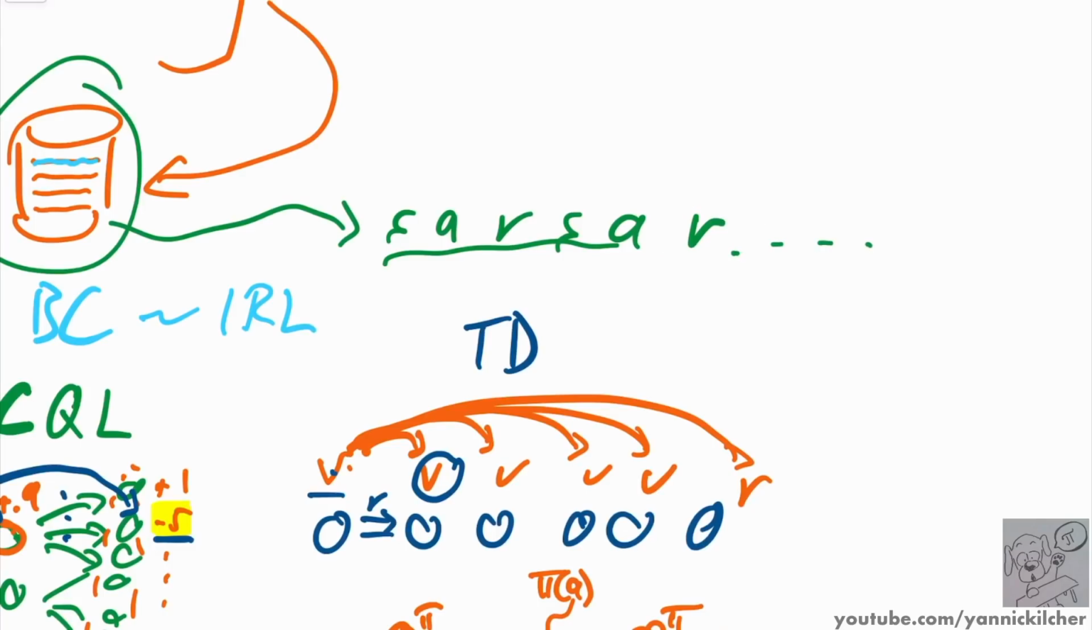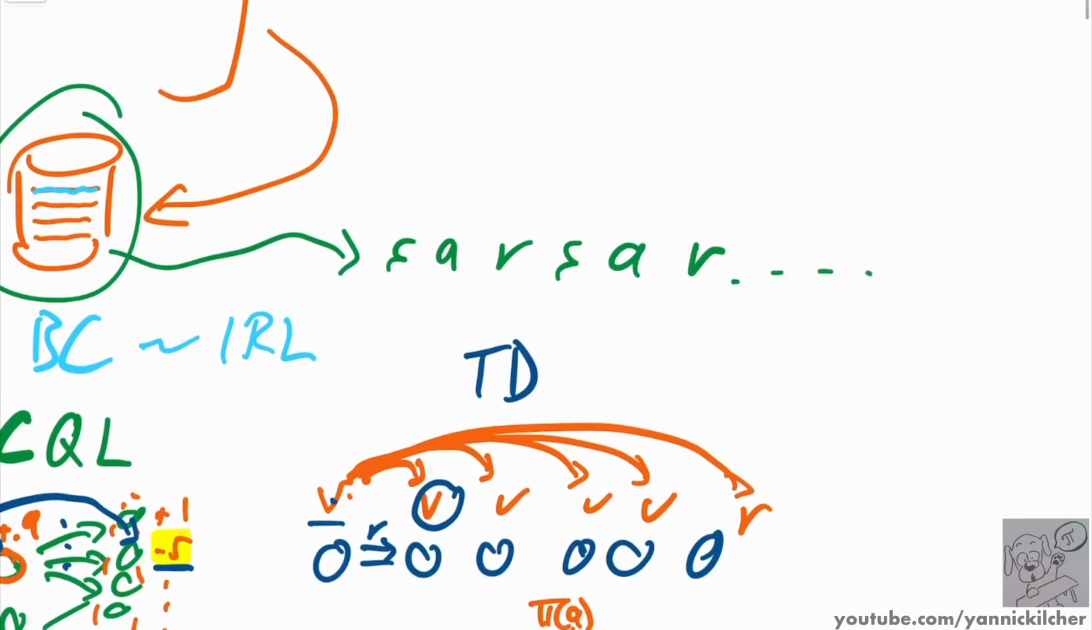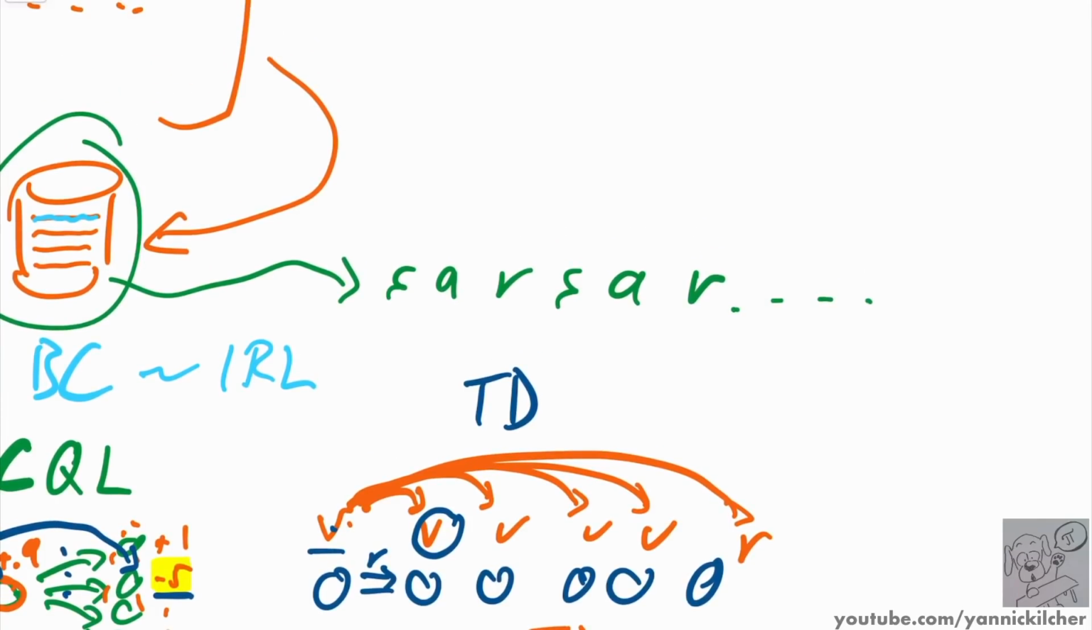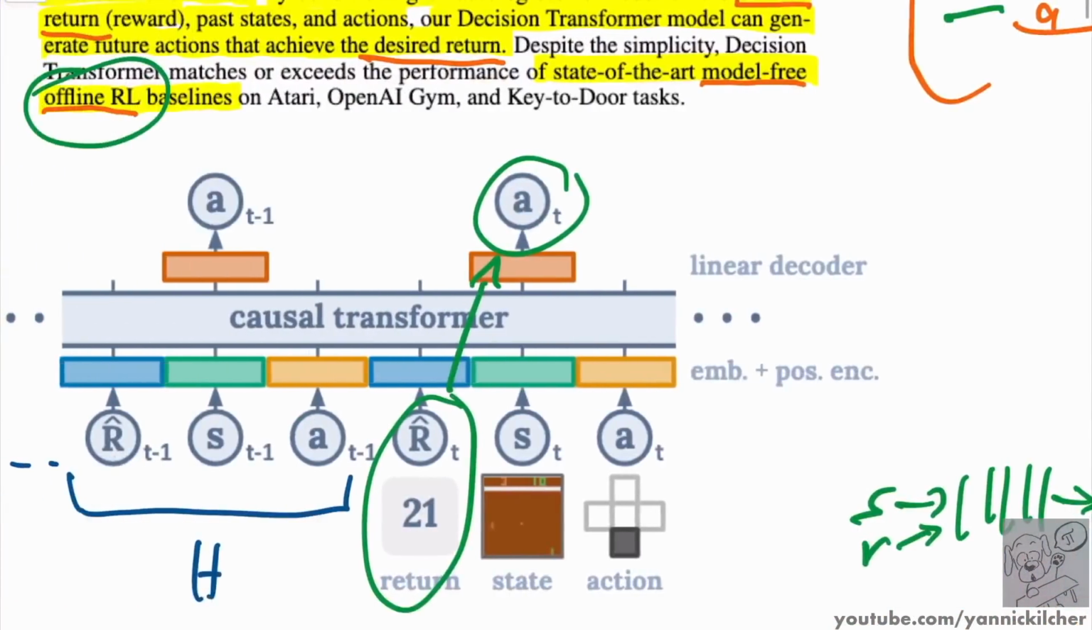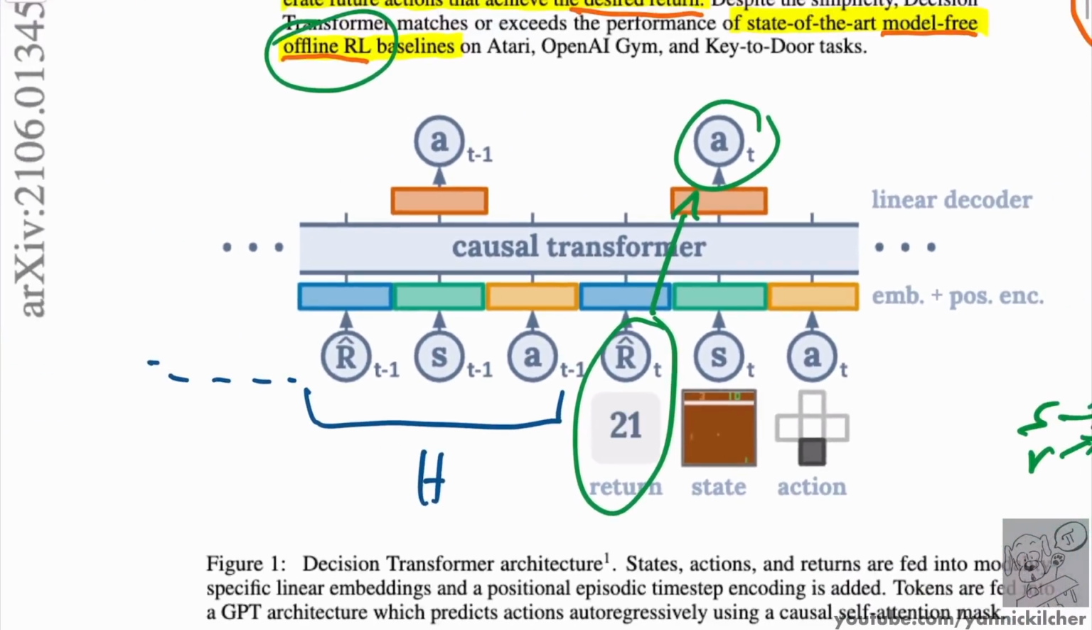And if you know anything about these sequence models and transformers, they can memorize stuff quite well. So going forward, maybe think of what these transformers do as simply memorizing the training data set. Okay, I know it's not the case, but you memorize the training data set. Well, now, if you memorize the training data set and you're in this situation right here, you see a history, you see a state, and the human tells you, I would like to get 21 reward.